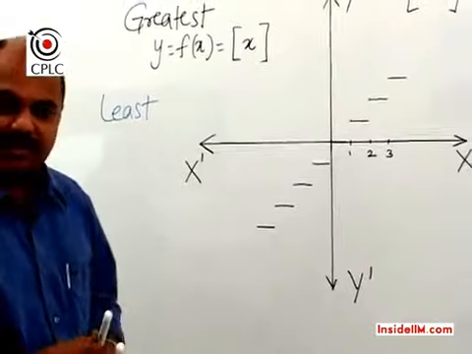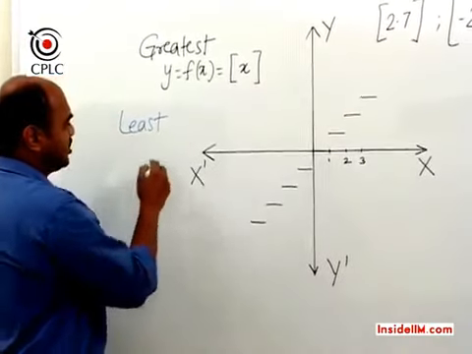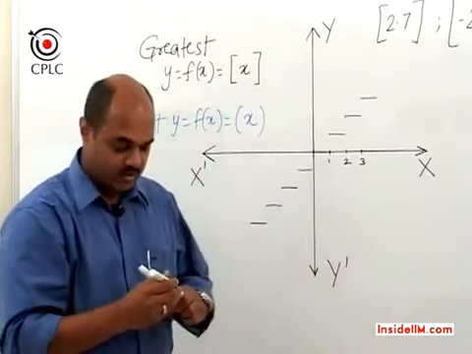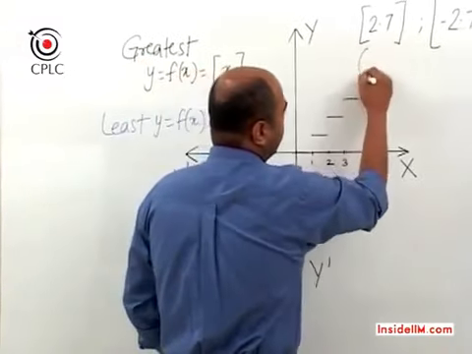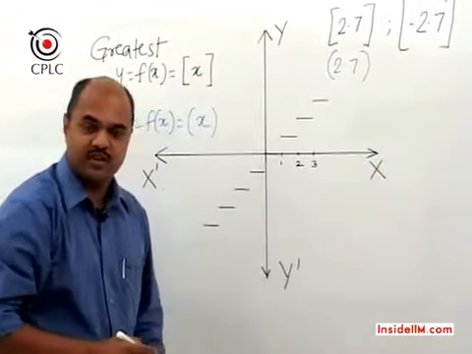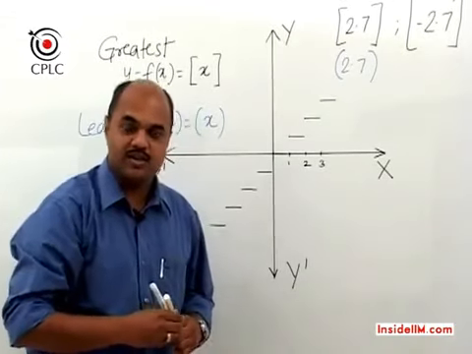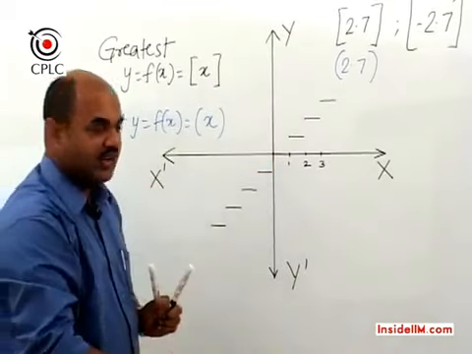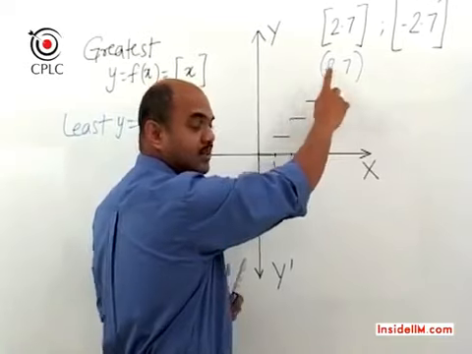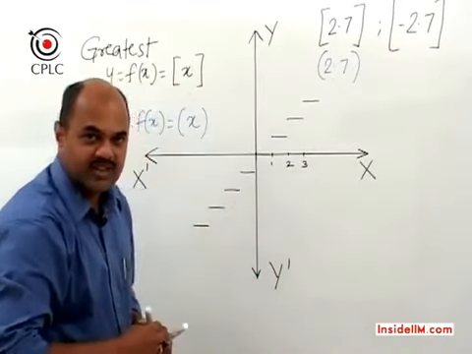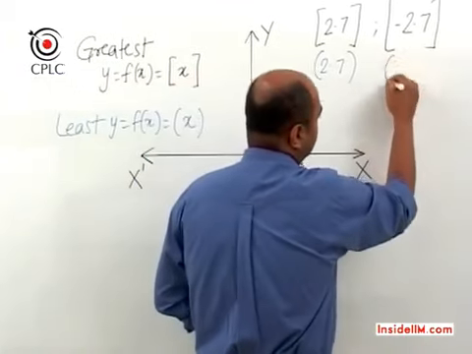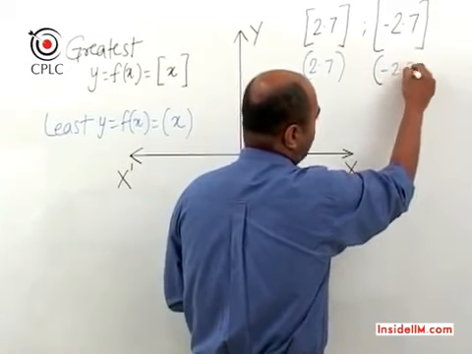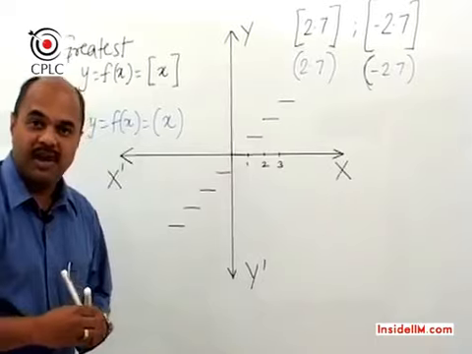Let's look at the other type of integer value function, which is the least integer value function, which is represented as the round bracket within which there is x. If we were to calculate for these same values, the least integer function value is given as the least integer greater than or equal to the given value of x. So if I want to find this, then I am looking at the least integer greater than 2.7, which would be 3, and here the least integer which would be greater than minus 2.7 would be minus 2.